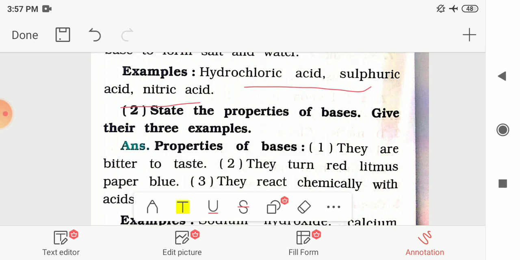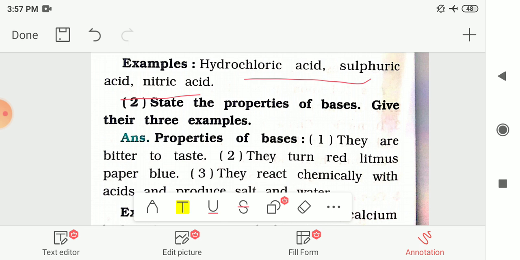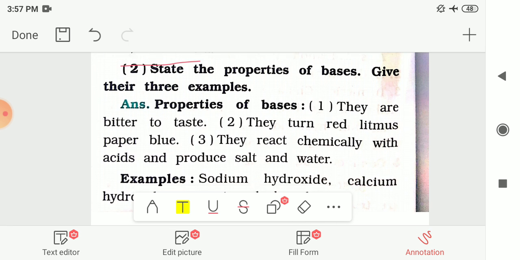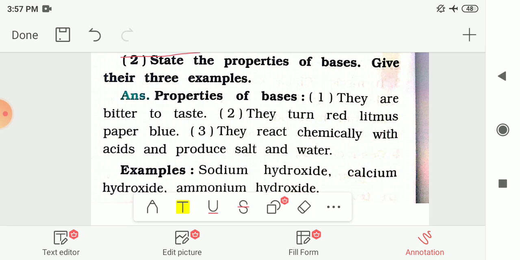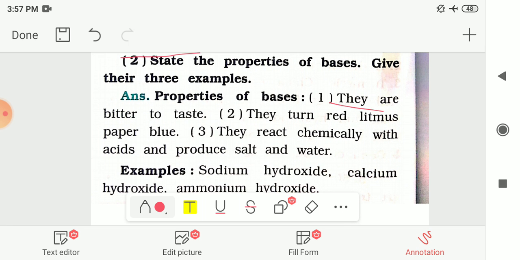Next question is question number 2. State the properties of bases and give 3 examples. Now we have to write the properties of bases. The bases are bitter in taste and they turn red litmus paper into blue. They will not show any effect on the blue litmus paper, but they will turn red litmus paper into blue.